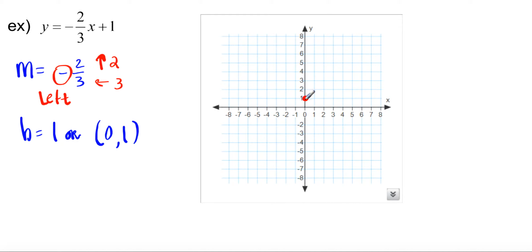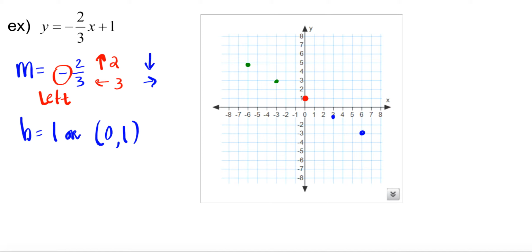So from our starting point, we're going to rise 2 and go left 3. We can do it again: rise 2, left 3. You can actually do the exact opposite if it doesn't confuse you. Go back to your starting point. Instead of going up and to the left, the exact opposite would be going down and to the right. So down 2, right 3, and again, down 2, right 3.